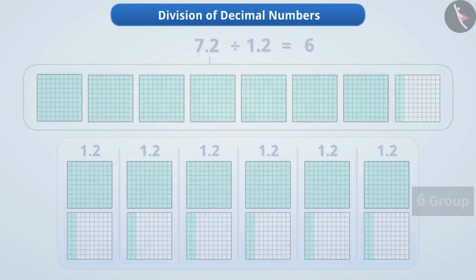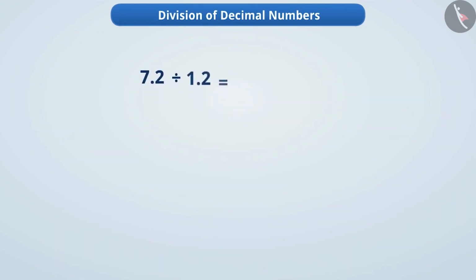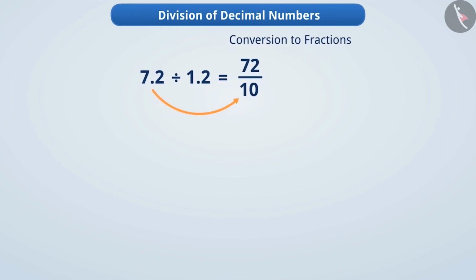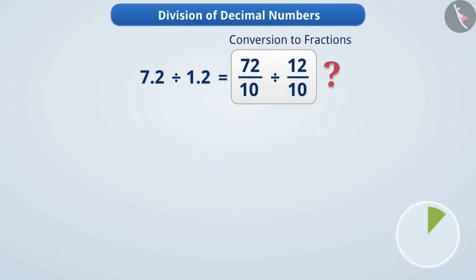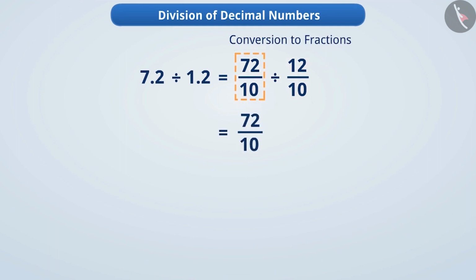One way to obtain the quotient is to write the decimal numbers to be divided as fractions. 7.2 can be written as 72 by 10 and 1.2 can be written as 12 by 10. 72 by 10 divided by 12 by 10. Can you tell us how we will divide this fraction? Think a little. Absolutely correct. We will keep the first number exactly the same and multiply it by the second number's reciprocal.